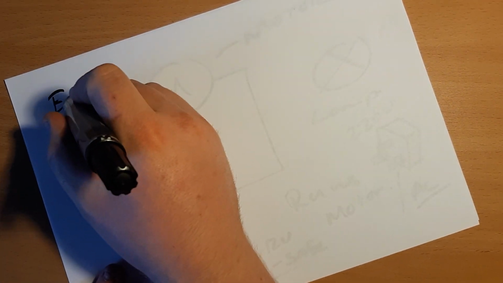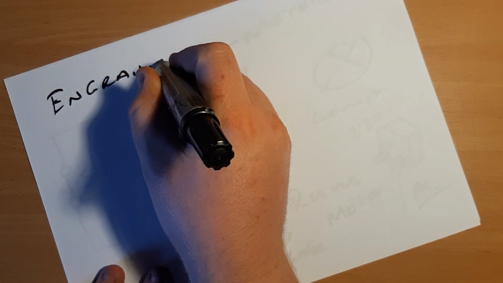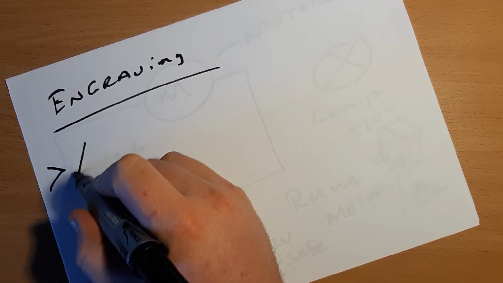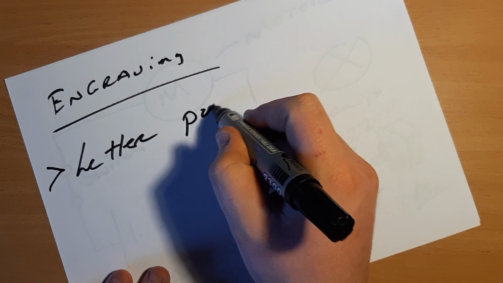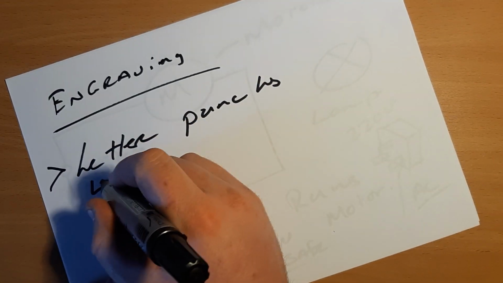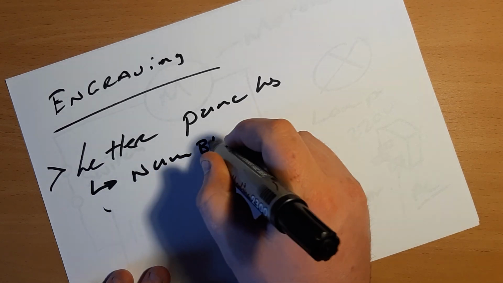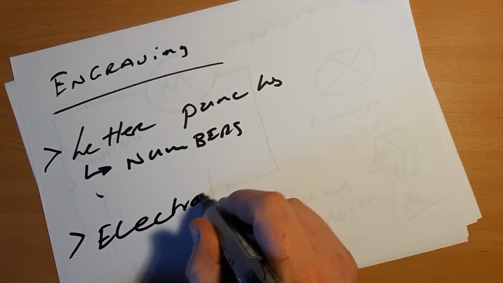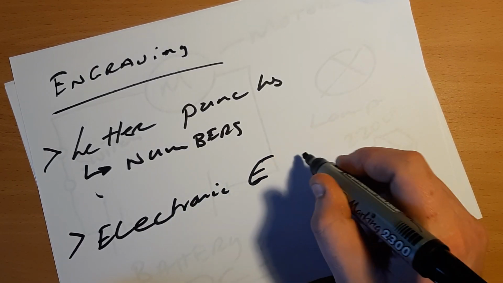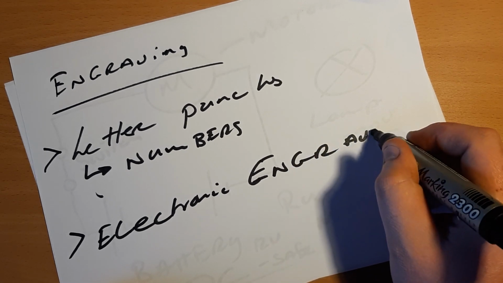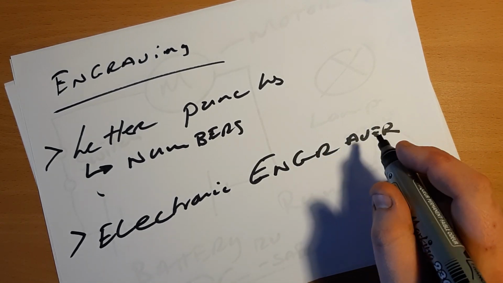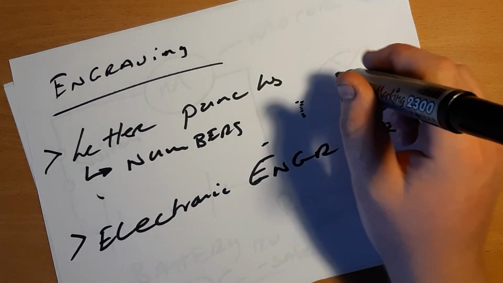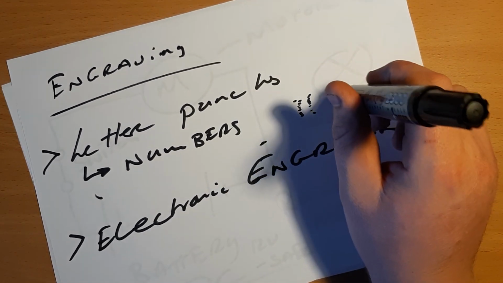So for engraving, a lot of people said letter punches. That's okay. Letter or number, even the numbers. Another one is there's an electronic engraver. It's just like a little vibrating thing, and it does loads and loads of taps into the metal to make the letters. So again, it works like a pen.